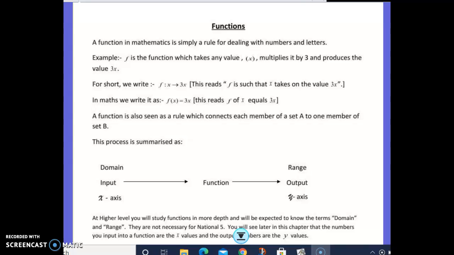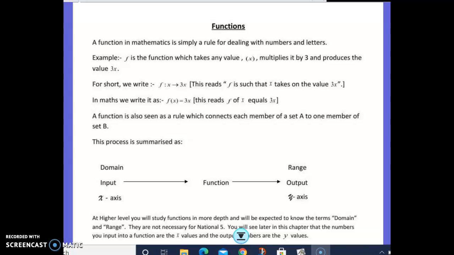Today we're going to have a look at functions. Now, you'll have looked at functions probably since you were in primary school. Your first introduction to functions would probably have been a machine. You'd have an input, you'd put a number in, it would go through the magic machine and it would come out with a different number. That would have been your first experience of functions, and it's the same idea.